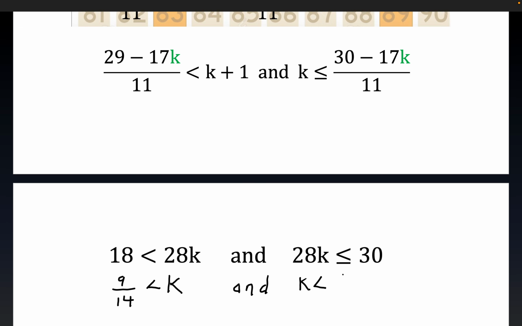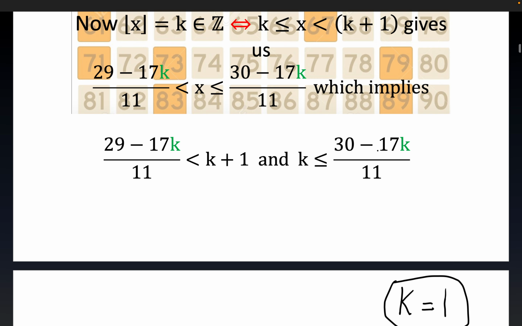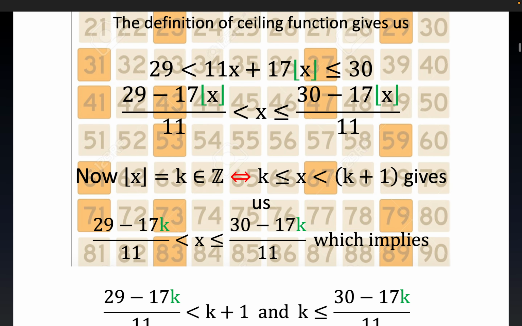Or, yes, 15 over 14, but notice that 15 over 14 is bigger than 1, right? And remember, our definition of the floor function intimates that k has to be an integer. Well, there's only one integer between 9 over 14 and 15 over 14, and that would be k equals 1. So you see we're close to the finish line here, because we can take this k equals 1, come back up here, and substitute it into this statement, folks.